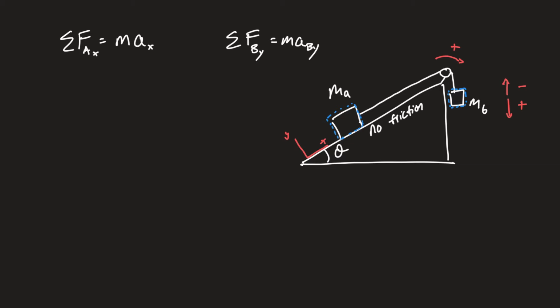And likewise, up the ramp is positive, down the ramp is negative. And I'm just going to assume right now for my visualization that the system is rotating clockwise. So the hanging mass is going down vertically over here.